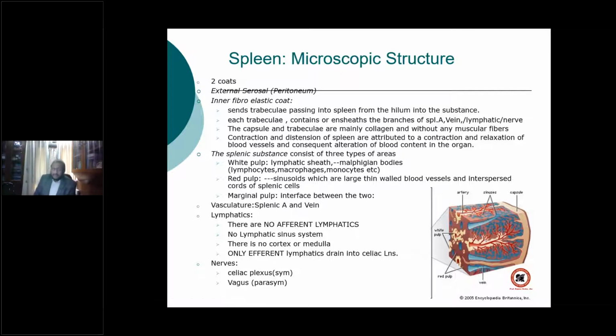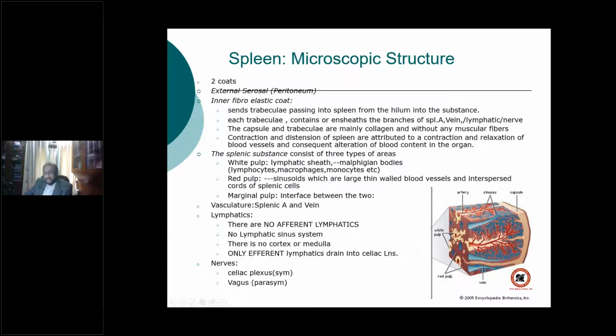And that is why we say that the spleen is akin to a lymph node, because both are parts of the reticuloendothelial system of the abdomen. But the lymph node and spleen differ in this: there is no afferent lymphatic in the spleen, the lymph node has it. There is no lymphatic sinus system, the lymph node has it. There is no cortex or medulla, the lymph node has it. Efferent lymphatics are there in both the spleen and the lymph node. And the efferent lymphatics from the spleen ultimately drain into the celiac group of lymph nodes.